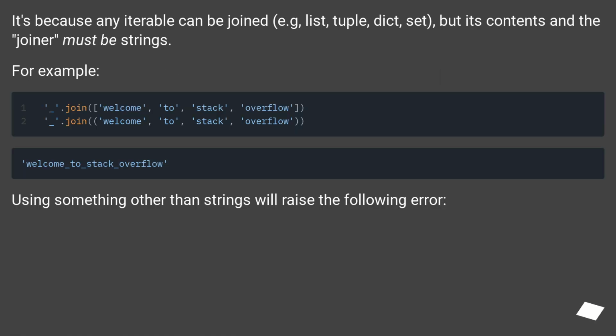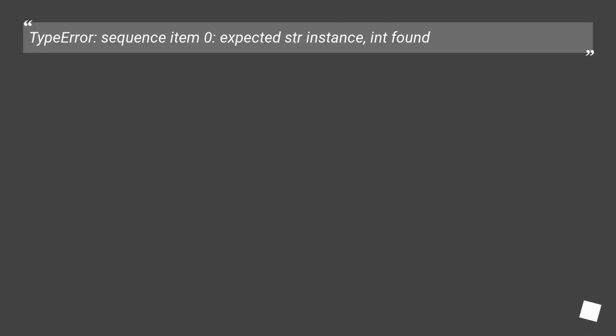It's because any iterable can be joined, e.g., list, tuple, dict, set, but its contents and the joiner must be strings. For example, using something other than strings will raise the following error: TypeError: sequence item 0: expected str instance, int found.